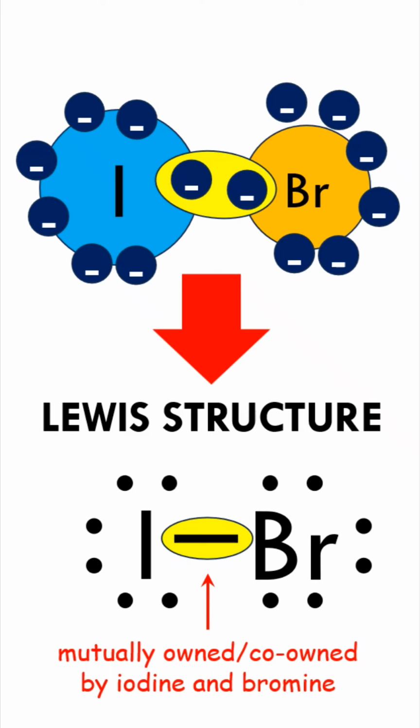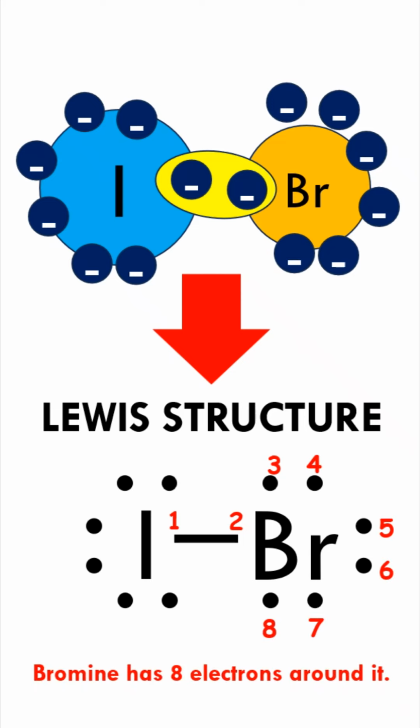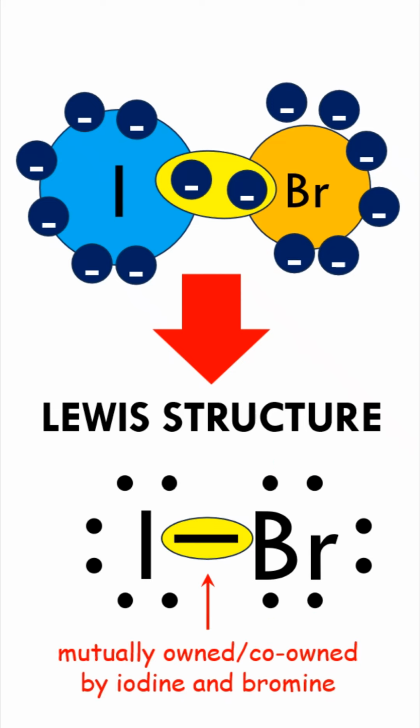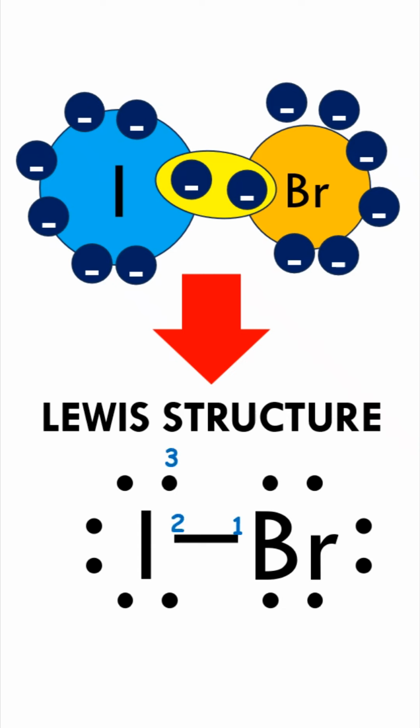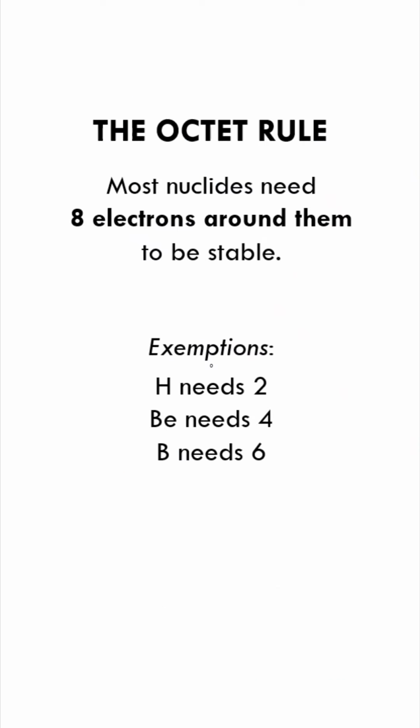The electron on the left is co-owned by bromine, which makes bromine have 1, 2, 3, 4, 5, 6, 7, 8 total electrons around it. The electron on the left is also co-owned by iodine, which makes iodine have 1, 2, 3, 4, 5, 6, 7, 8 total electrons around it. Having 8 electrons on each atom is no coincidence. Most atoms want to have 8 electrons around them to be stable.